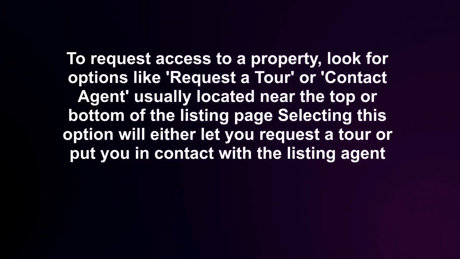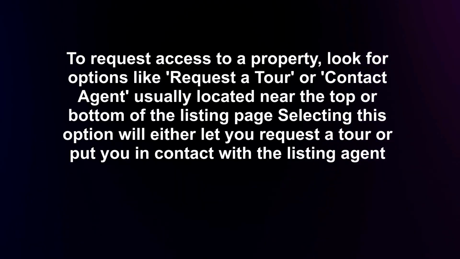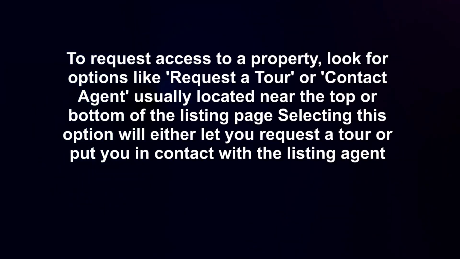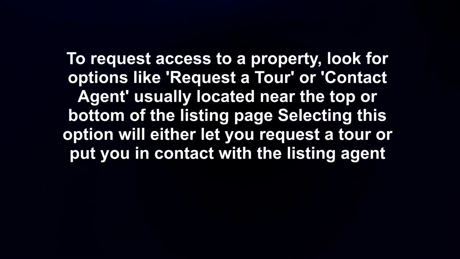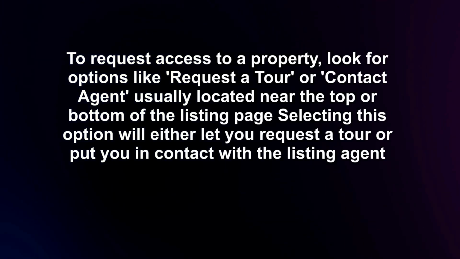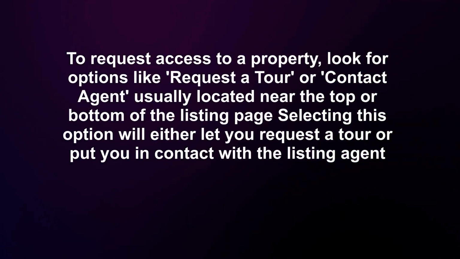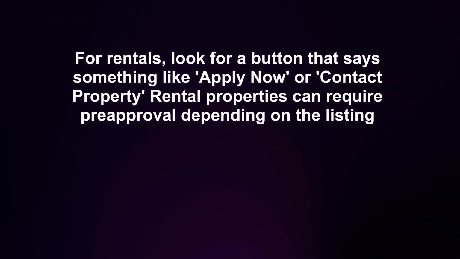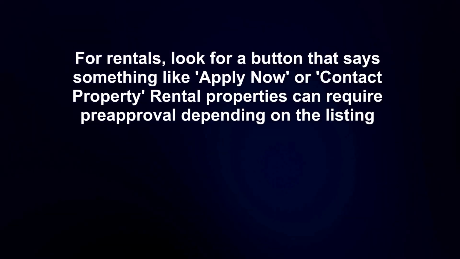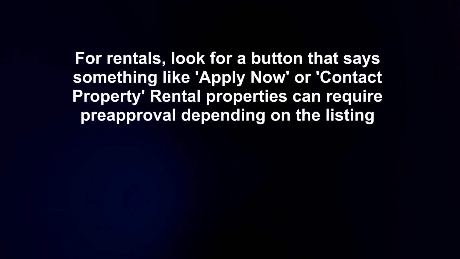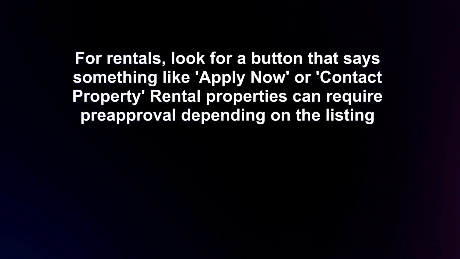To request access to a property, look for options like Request a Tour or Contact Agent, usually located near the top or bottom of the listing page. Selecting this option will either let you request a tour or put you in contact with the listing agent. For rentals, look for a button that says something like Apply Now or Contact Property. Rental properties can require pre-approval depending on the listing.